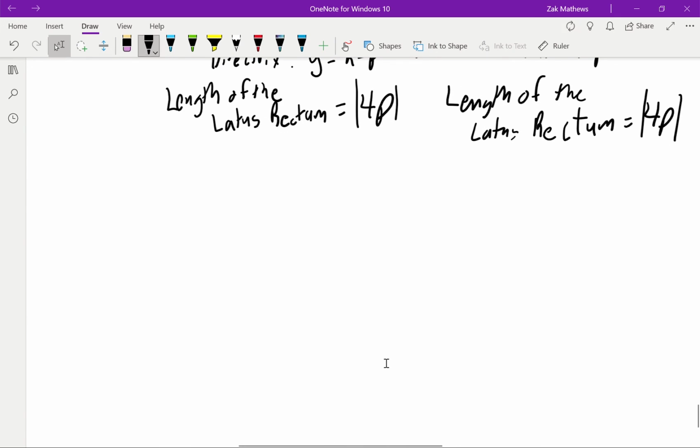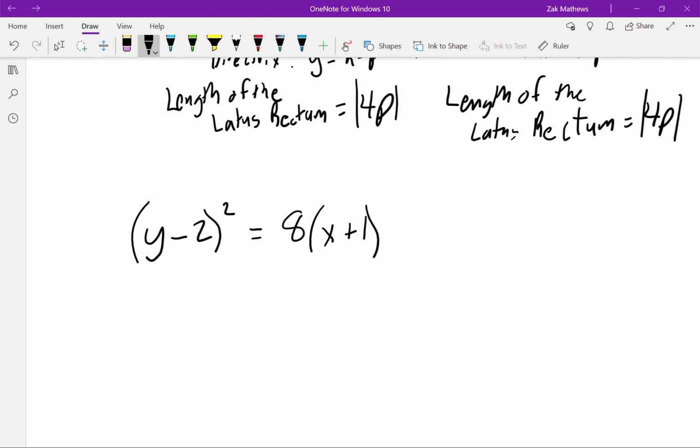So let's take an example and let's put it all together. Let's take the function f of x is equal to, sorry, can't call it a function now because we don't know that it's a function. Let me change my notation. Let's take the equation, not the function. Let's take the equation y minus 2 squared equals 8x plus 1.